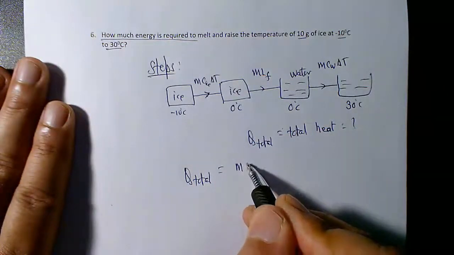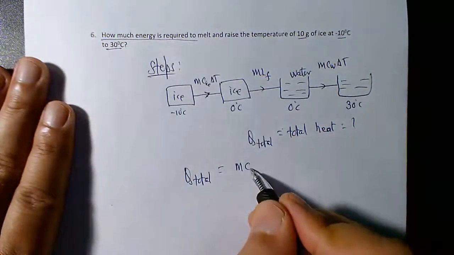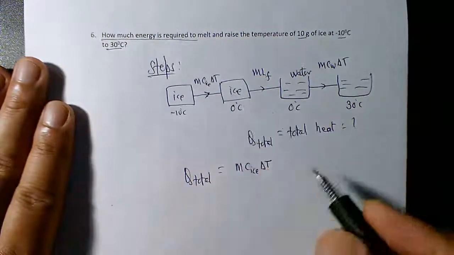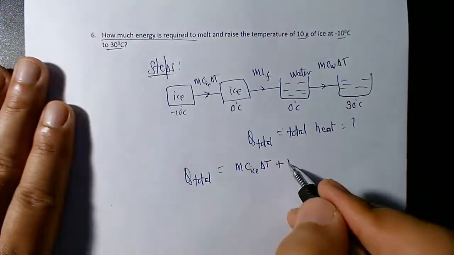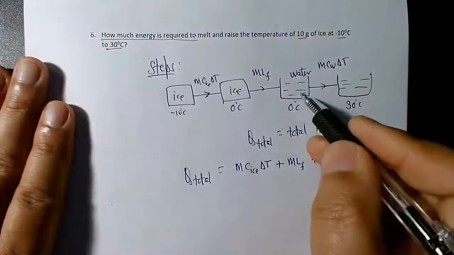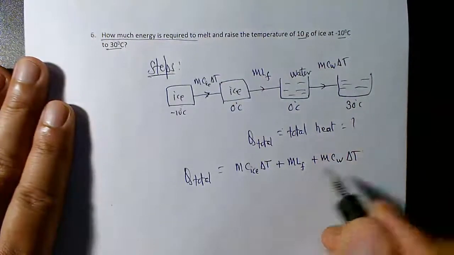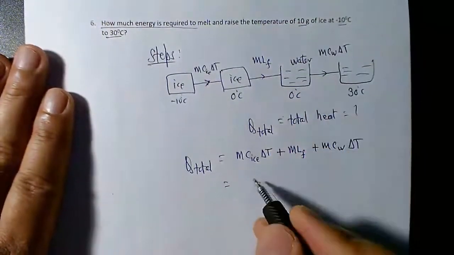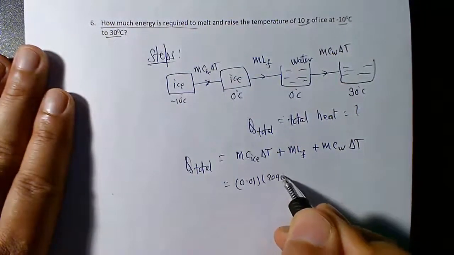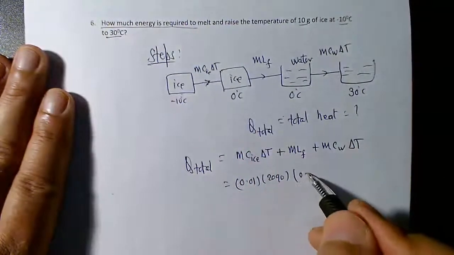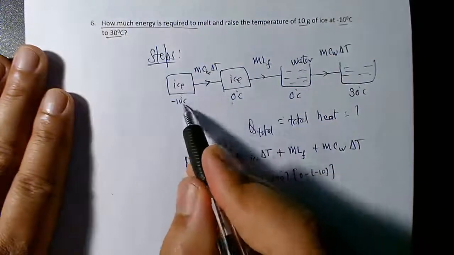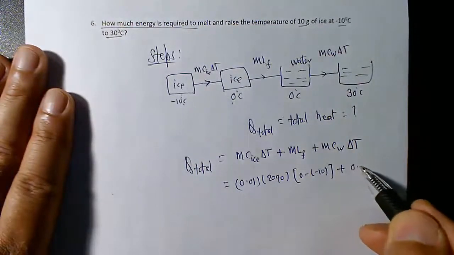Mass of ice, which is the same for all. But see, specific heat capacity of ice, not the water, because it's still in ice phase. Plus m L. Plus m c of water, because now it has water phase. And that's it. So mass is 10 grams, so 0.01. c of ice is 2090. Temperature change is 0 minus (-10), basically plus 10 degrees, final minus initial.